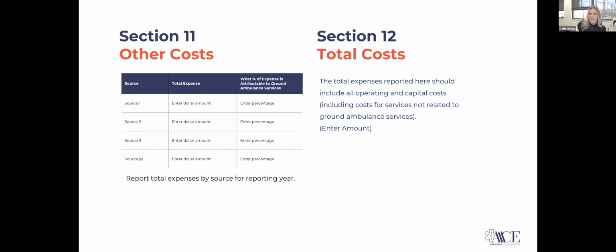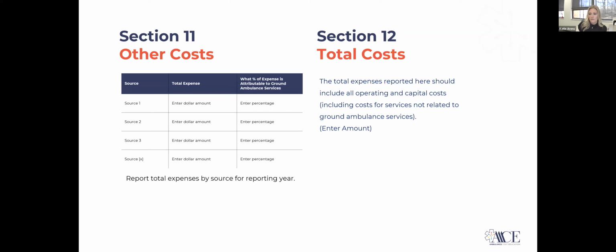Next slide gets into, so there's kind of like this other bucket. So in section 11, other costs, you can type in what that cost was. Like say you're not sure where it fits in the previous entries. You do have the ability here to identify it, name it, provide what the total expense was, and then what's the percentage attributed to ground ambulance services. So you have that option as well as kind of like a catch-all.